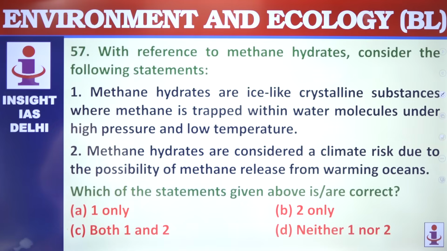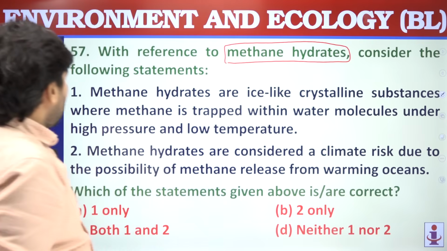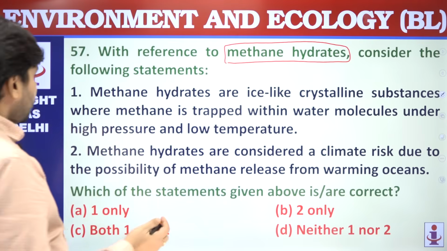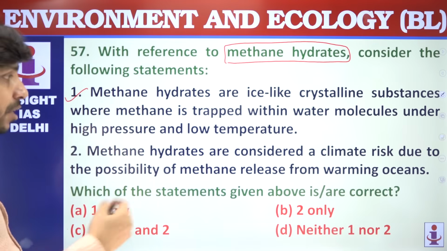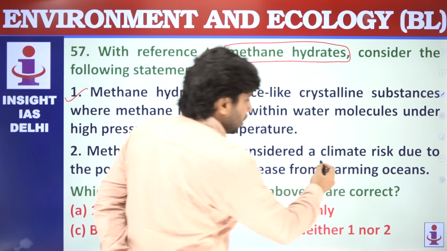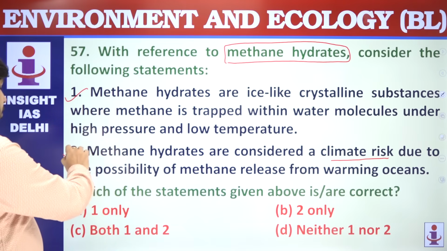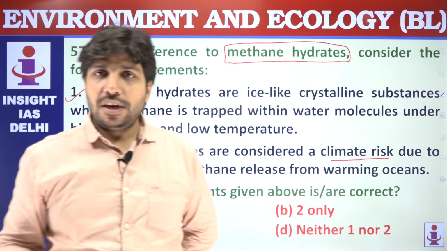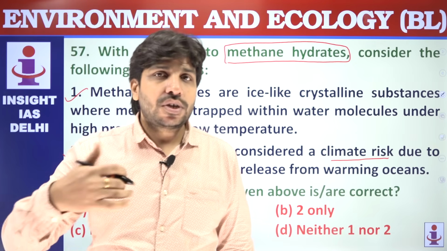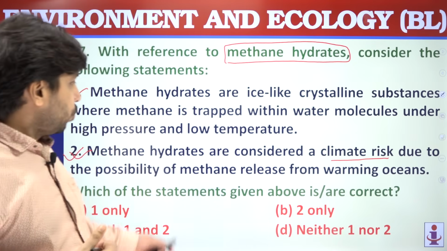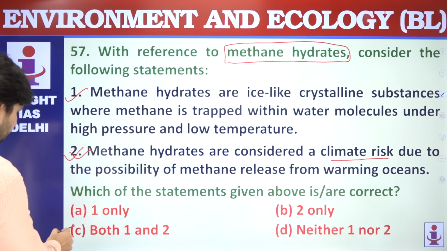Methane hydrates. Methane hydrates have been in the news in recent times. They are ice-like crystalline substances where methane is trapped within water molecules. Correct. Methane hydrates are considered a climate risk due to the possibility of methane release from warming oceans. Yes, if we try to extract methane from the methane hydrates, there are risks that methane will get released into our environment, leading to warming of oceans. So both are correct.